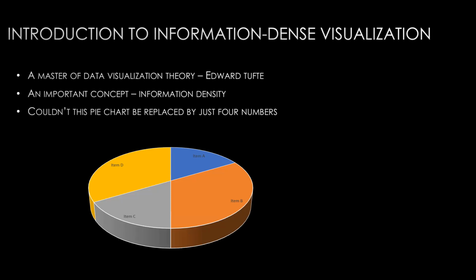The important concept he mentioned in his book is called information density. So think of it this way. If we have a pie chart like this, which basically shows the size of four items, wouldn't it be better if we just replaced this pie chart with four numbers? Because the pie chart uses a lot of colors, a lot of shadows, a lot of effects here. At the end, the information it covers is just the numbers. So maybe it would have been better to use a table in this case or just describe the numbers in text.